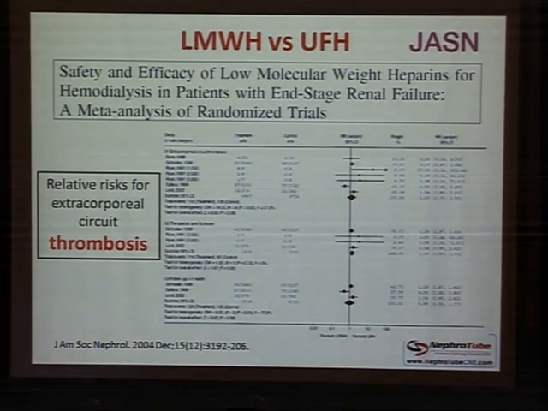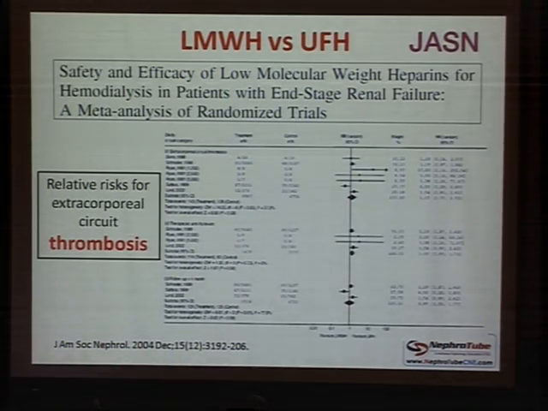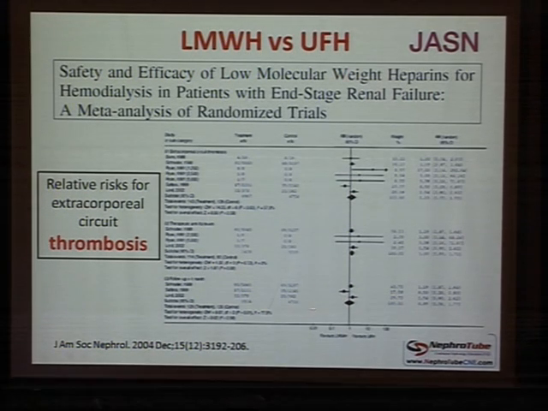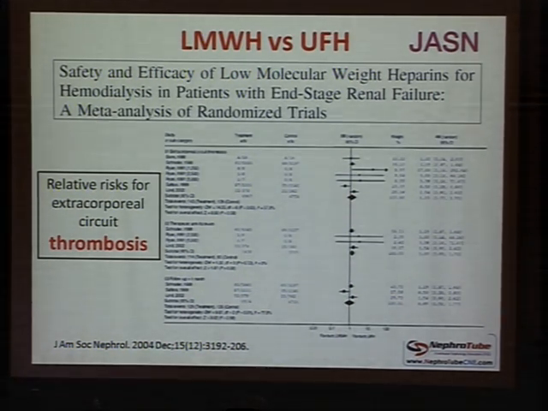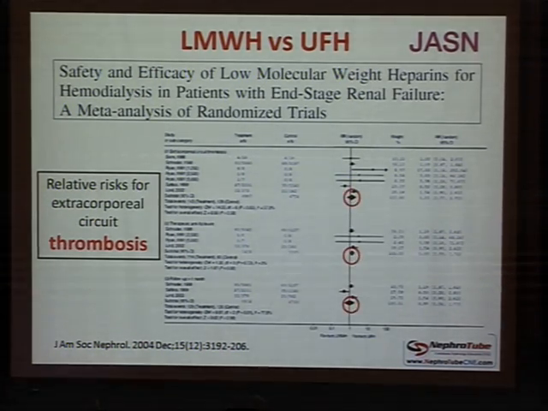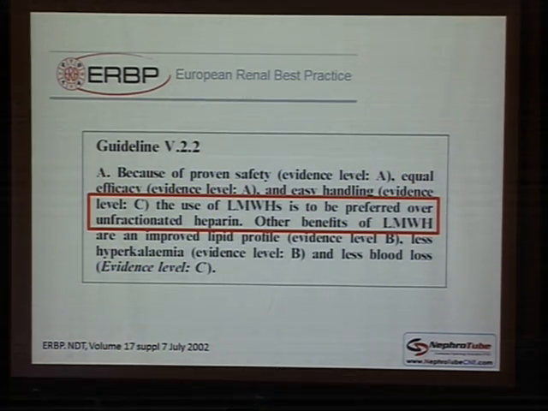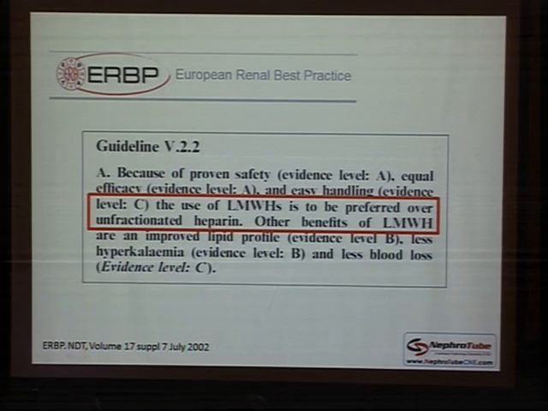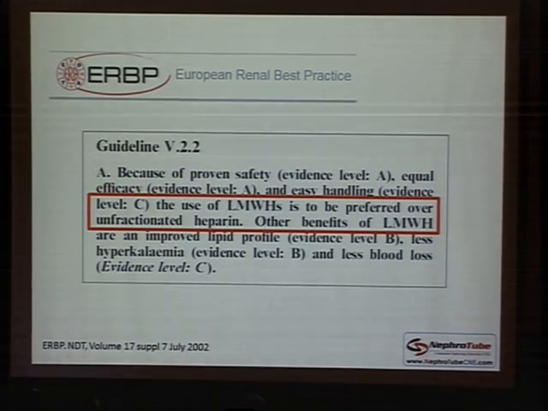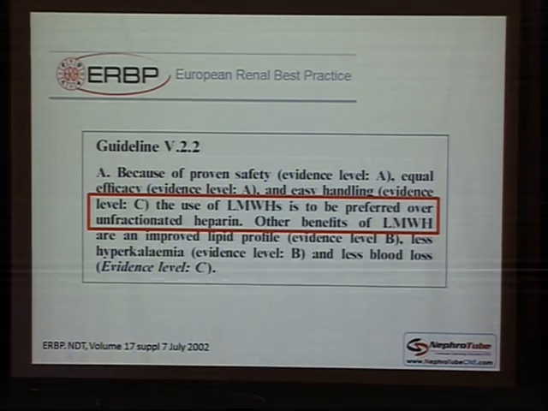Also, they compared both drugs regarding thrombosis. There was no difference between low molecular weight heparin and unfractionated heparin regarding the incidence of thrombosis of the extracorporeal circuit. This is why the European Renal Practice Guidelines recommend low molecular weight heparins as the first preferred line to be used as an anticoagulant during hemodialysis rather than unfractionated heparin.